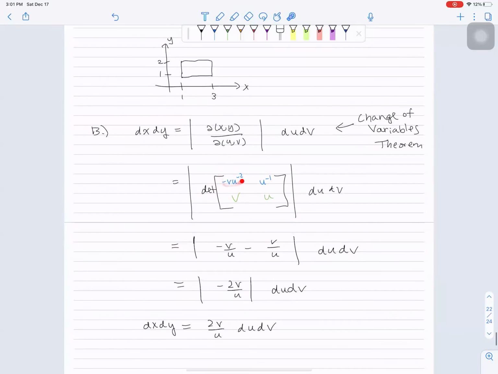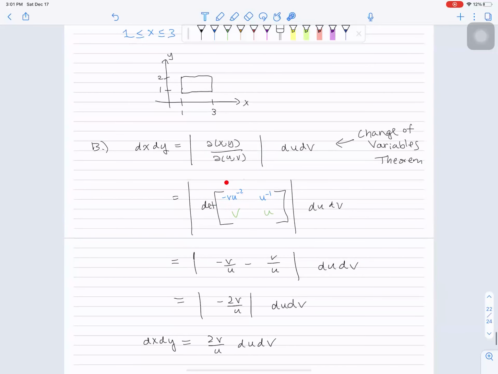And yes, you only take the partials once. So in other words, this is the notation for the Jacobian matrix, or your derivative matrix. So this is saying take the determinant of the Jacobian. Okay.